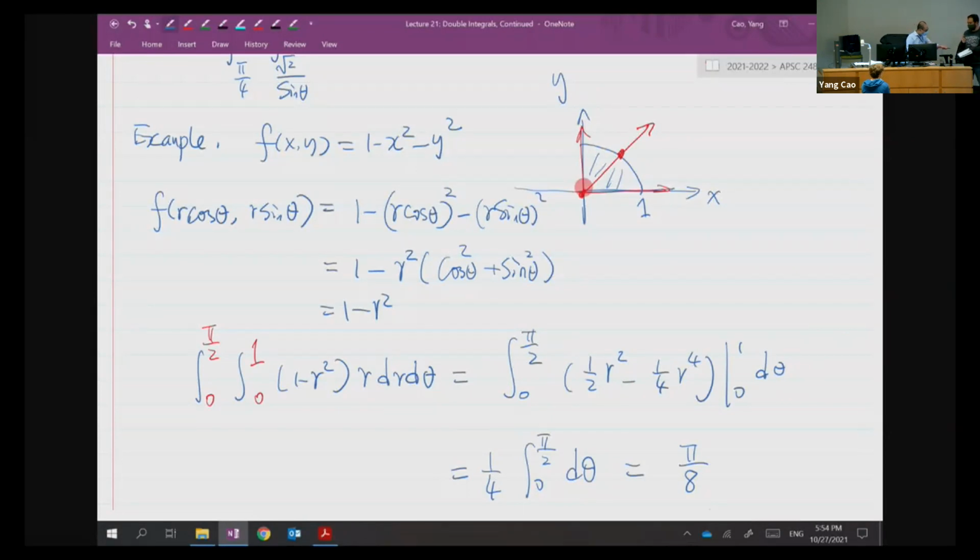Right? Gotcha. In this case, it's a paraboloid. This is y minus x squared minus y squared, right? So it's a paraboloid hovering on top of this. Can you imagine that? So that's what you get. The value pi over 8 is the volume above this and below that paraboloid. Exactly. Okay, got it. Thank you so much. You're welcome.